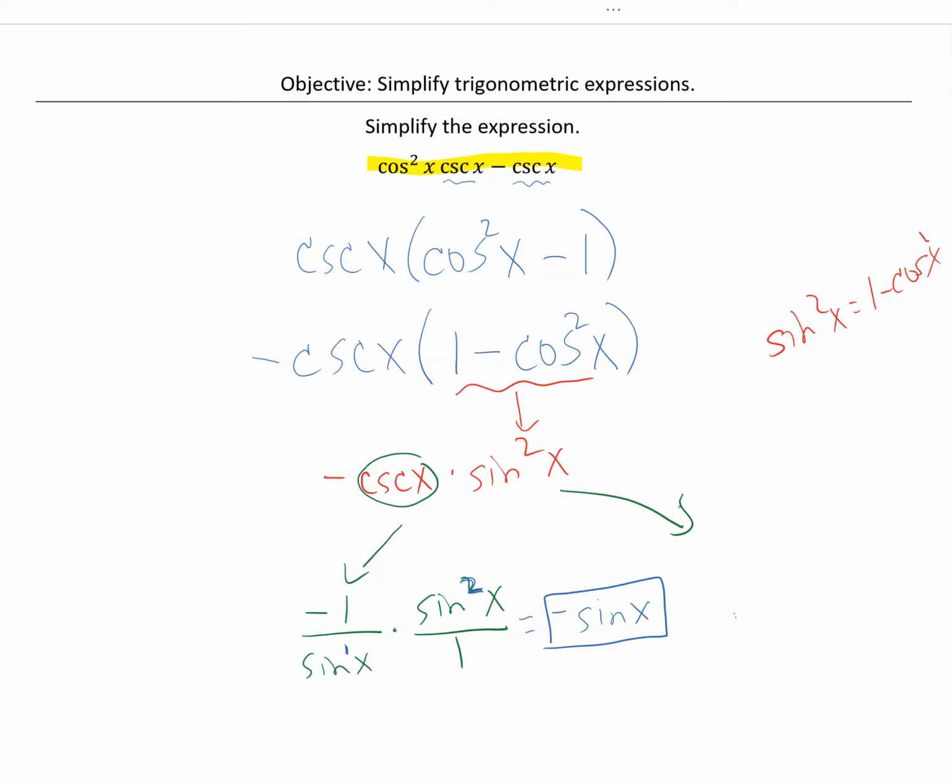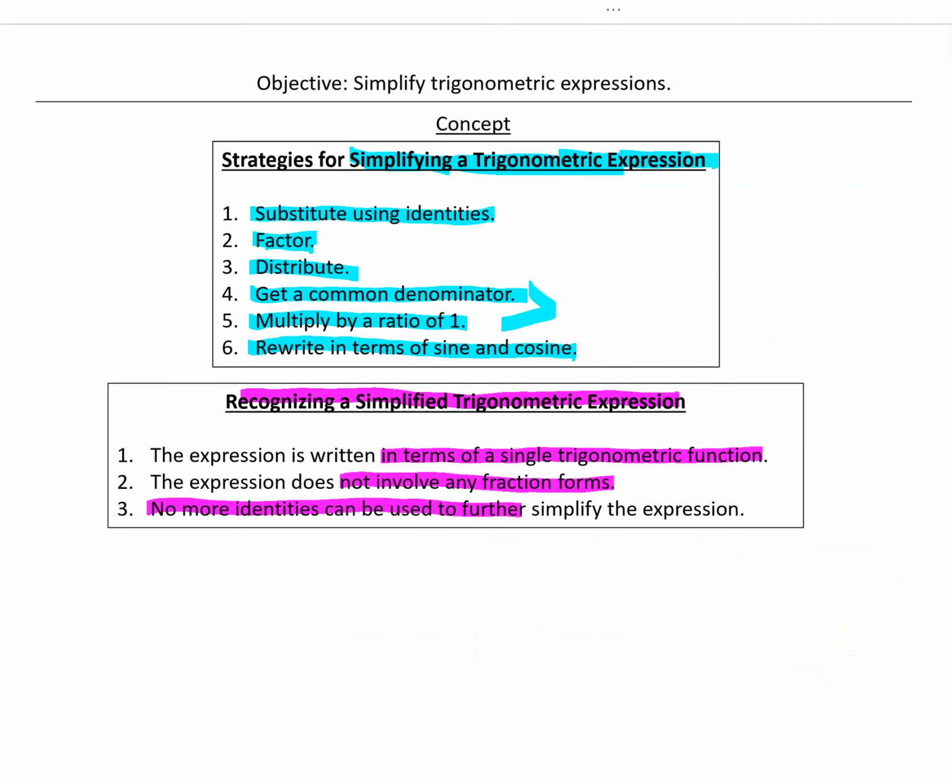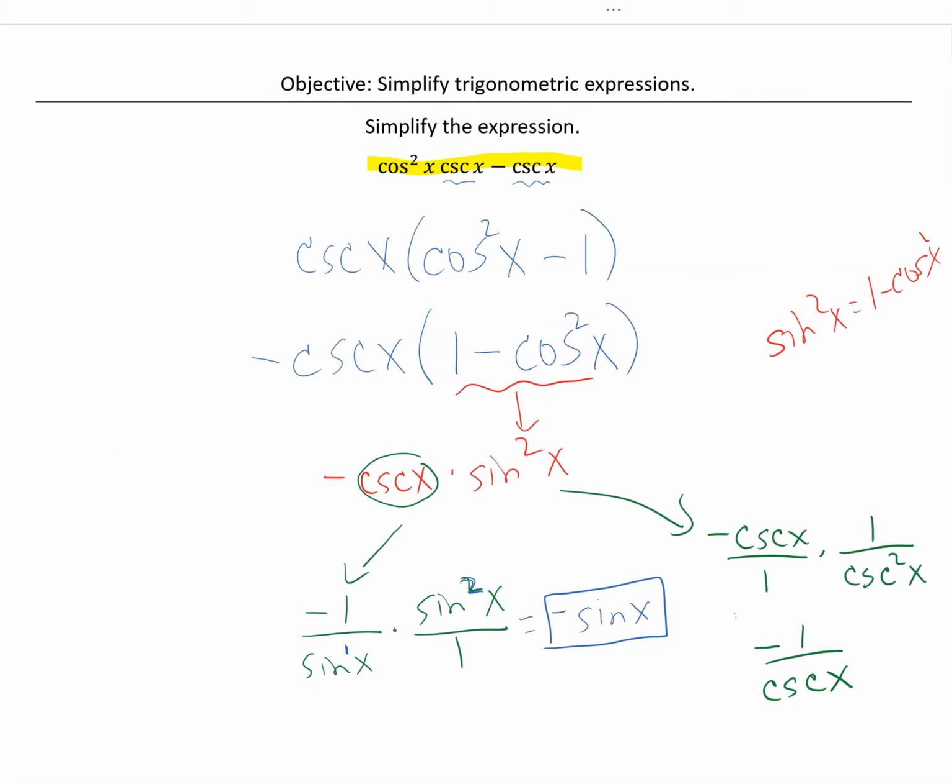So we could also leave negative cosecant of x with a denominator of 1 and write sine squared is 1 over cosecant squared x. This reduction, though, puts a cosecant in the denominator. And if you recall, one of the things about our simplest form, going back here, is that there should not be any fraction forms in a simplified answer. And we've got a fraction form that then we would have to realize, oh, well, cosecant and sine are reciprocals of each other, so that would then become the reciprocal, which would be a negative sine x. So either way, it works its way to negative sine x.